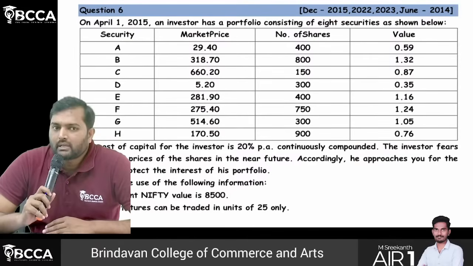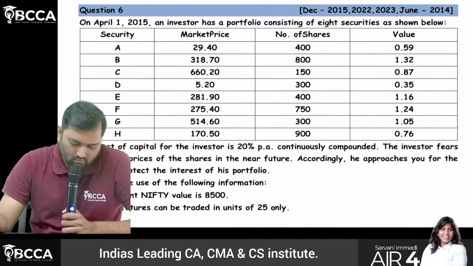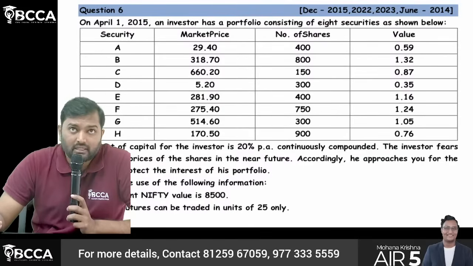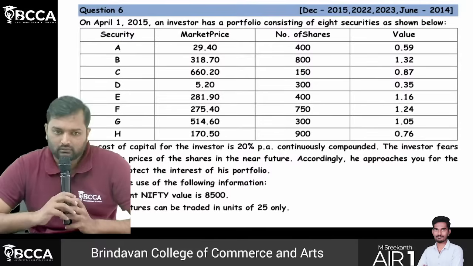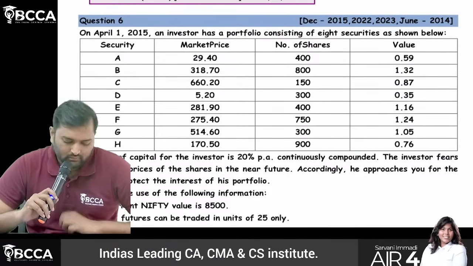So this is also a past examination question, a frequently asked question. Question number 6 and additional question number 7 are both the same. So this question is also about cross hedging.